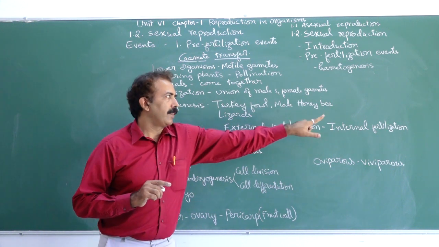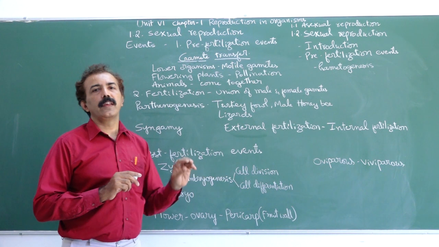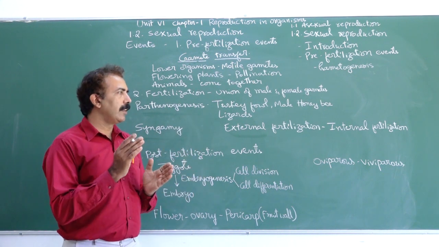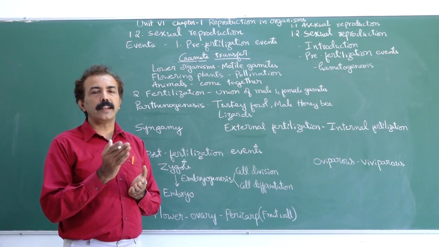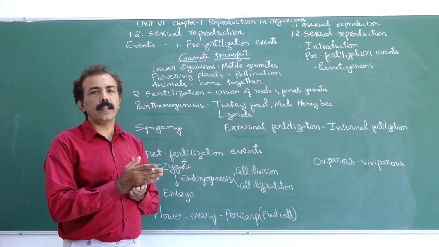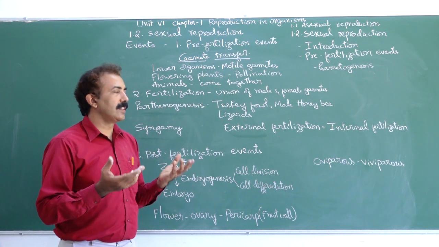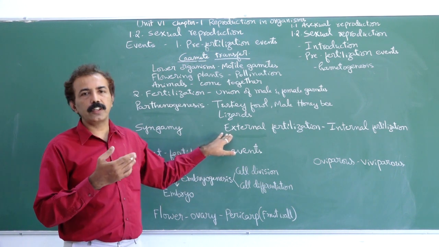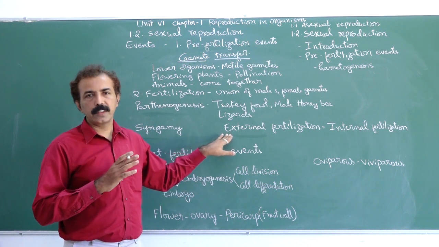In contrast, in case of higher organisms, they achieve internal fertilization. That means the union of male and female gametes takes place inside the reproductive system of female. What is the advantage? You can easily understand that external fertilization demands a lot of gametes.